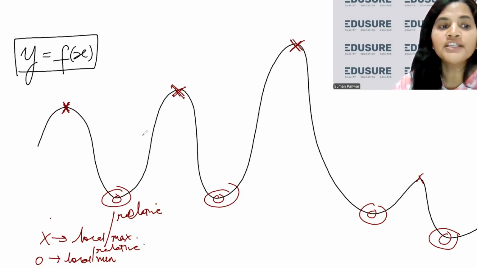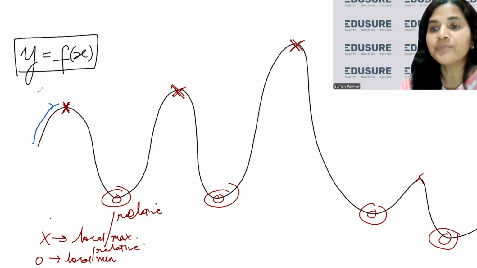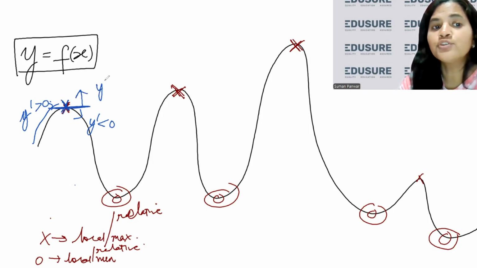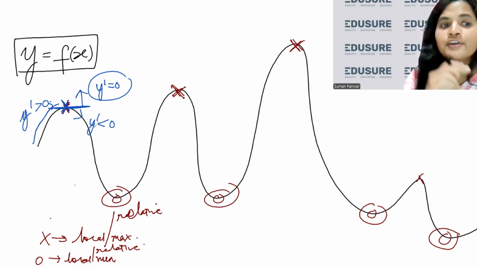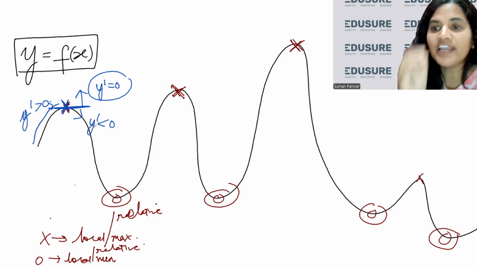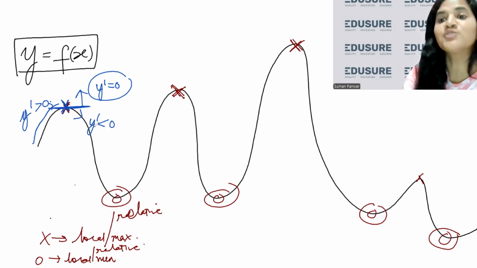Now, what is the beauty of these points? If you look carefully at a maxima, before the maxima the rate of change of the function is positive. That means dy by dx is positive, and after it dy by dx is negative. That means the maxima is that point at which the derivative should be zero. Because it was positive, positive, positive, and suddenly it became negative, in between it has to become zero. So we have positive, then less positive, then less positive, then zero, then negative, and so on.